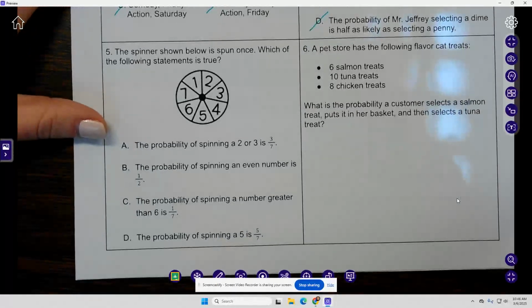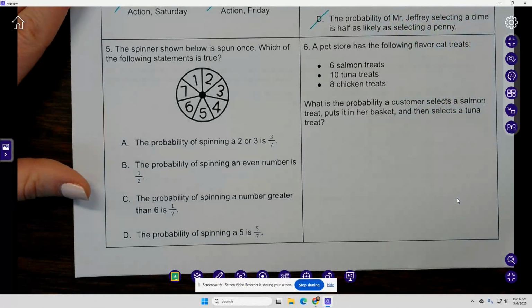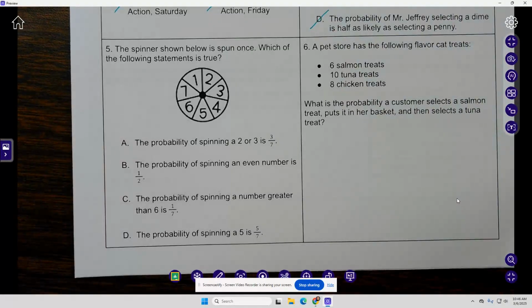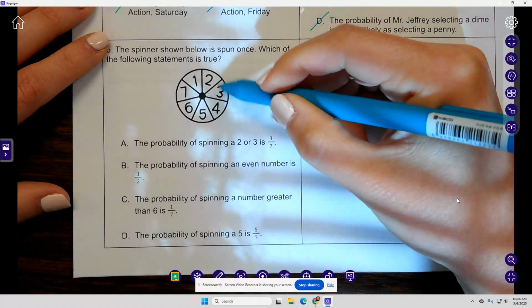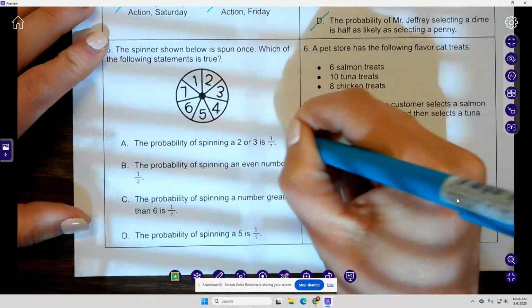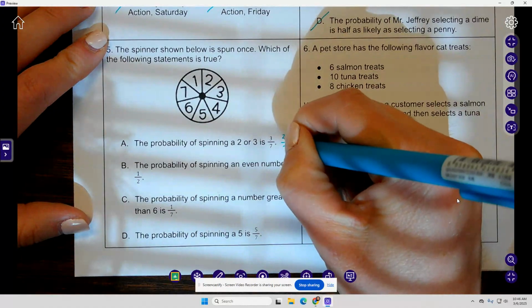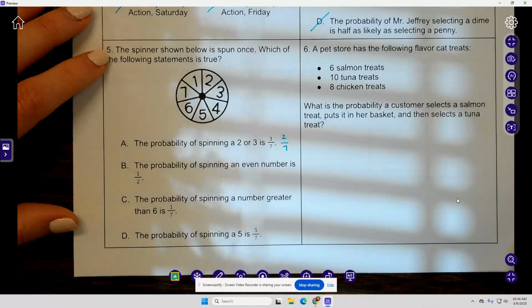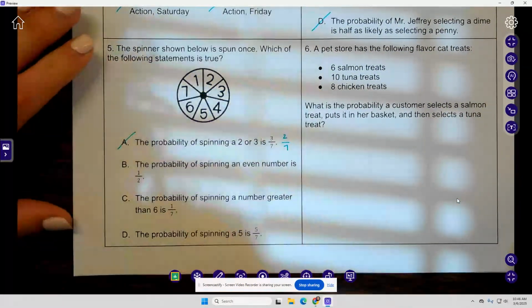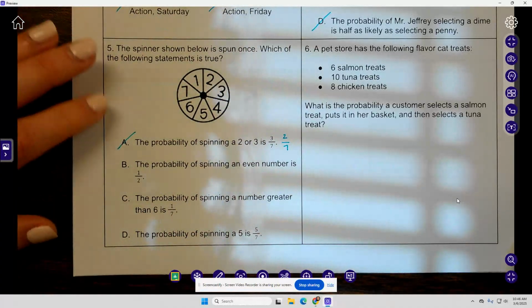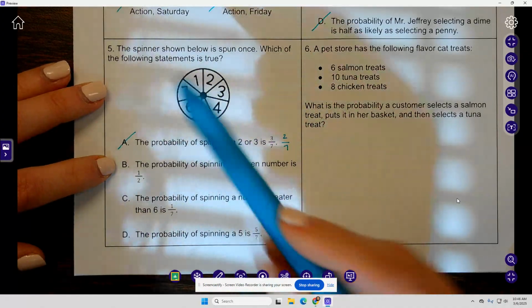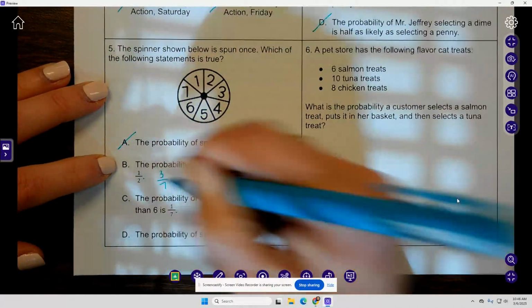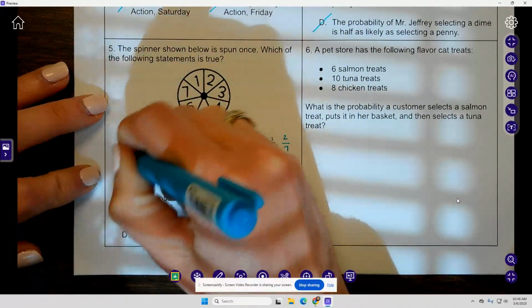Number 5, the spinner shown below is spun once. Which of the following statements is true? The probability of spinning a 2 or a 3 is 3 out of 7. So that's 2 sections out of 7. So that's obviously not true. The probability of spinning an even number is 1/2. So let's count the number of even numbers. 1, 2, 3. 3 out of 7 is not 1/2, so that's not true.